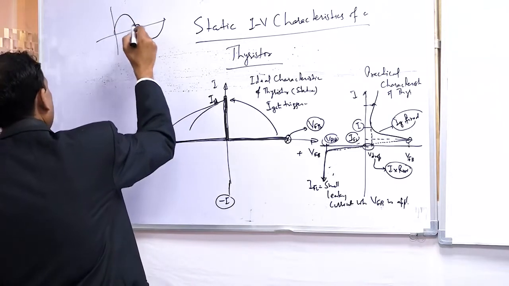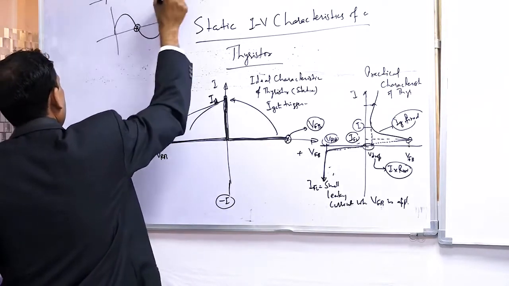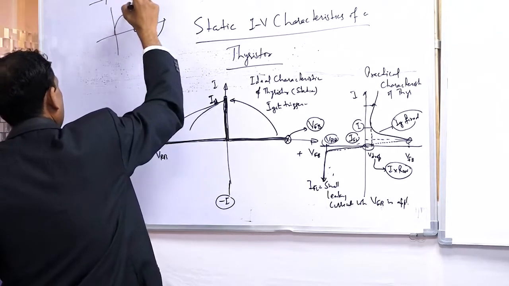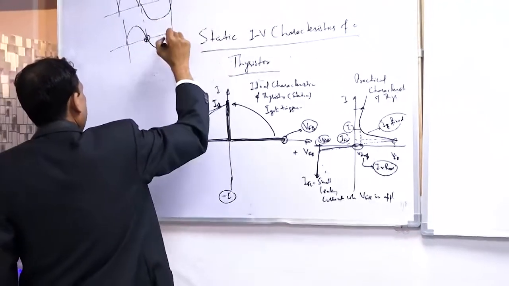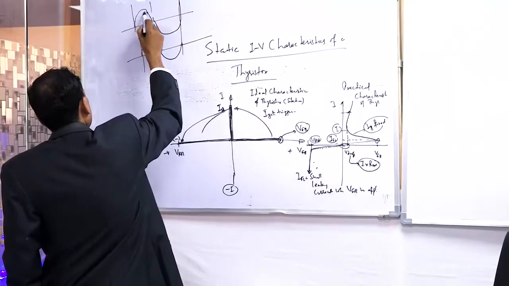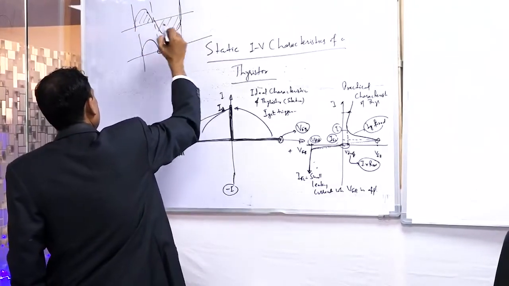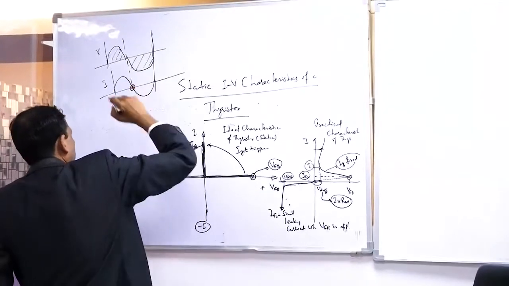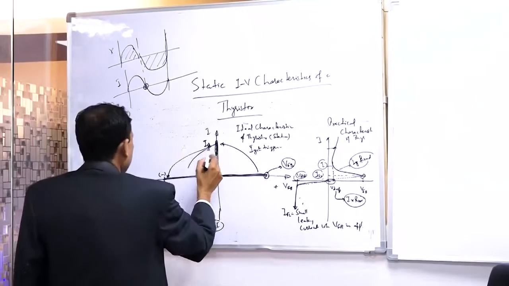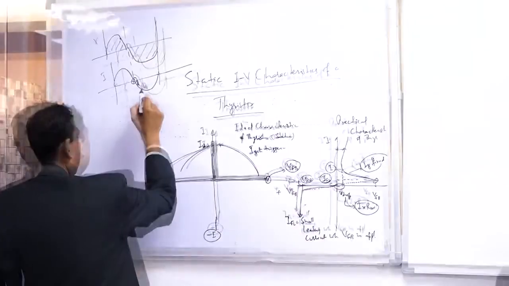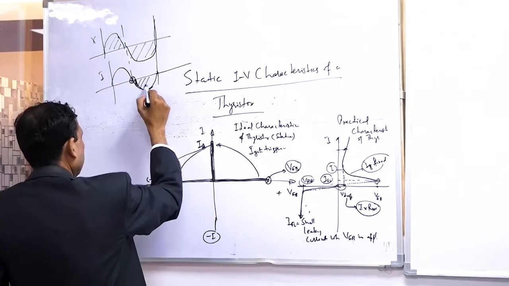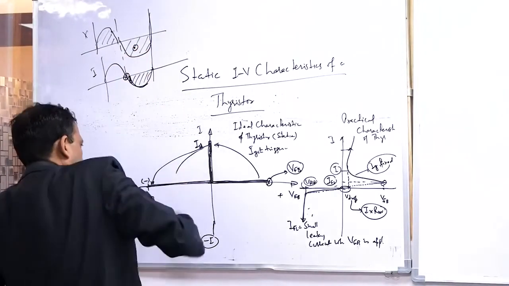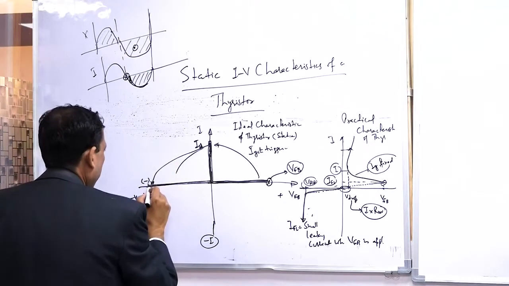Let us say this is the current, and this is the voltage waveform. Anyway, we are going to discuss this in detail. I am just telling you, this is the forward voltage, this is the reverse voltage, this is the voltage waveform, this is the current waveform. The current zero crossing is there, and once it is there, at this instant, we are going to come like this.